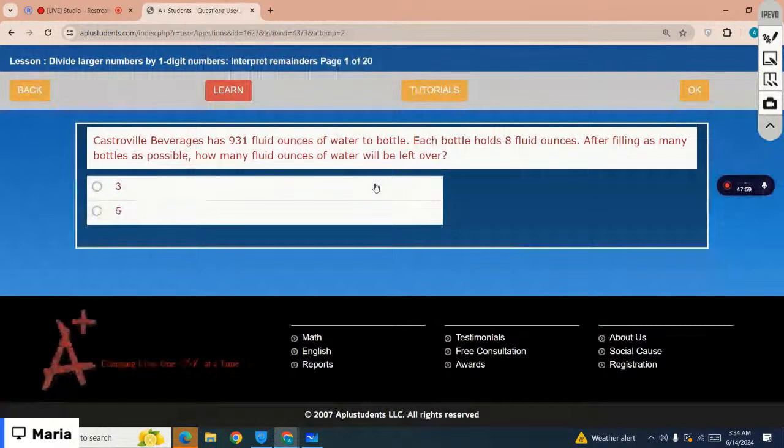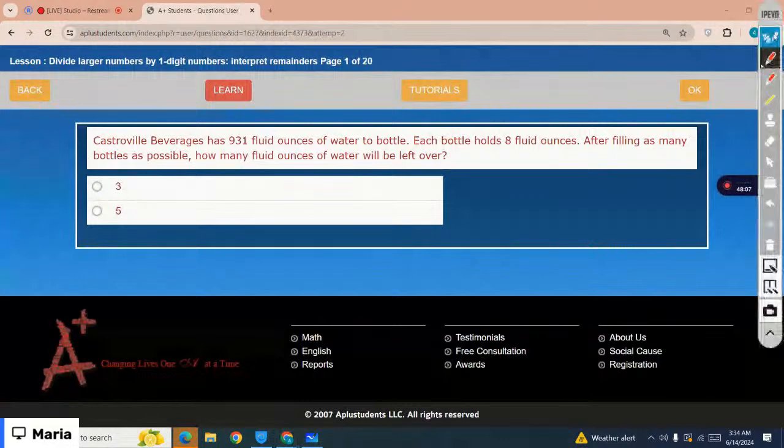Castroville Beverages has 931 fluid ounces of water to bottle. Each bottle holds 8 fluid ounces. After filling as many bottles as possible, how many fluid ounces of water will be left over? So again, you have to see the remainders, but you have to divide the larger number, right?